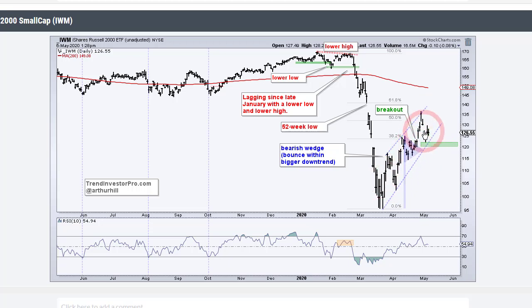And you can see here, this is a wedge of sorts. And if we break this support level, we'll call it 120, that would be a bearish development. That would reverse this uptrend and signal a continuation lower.